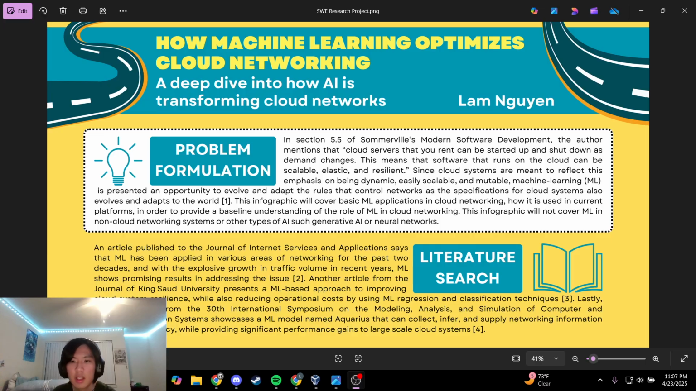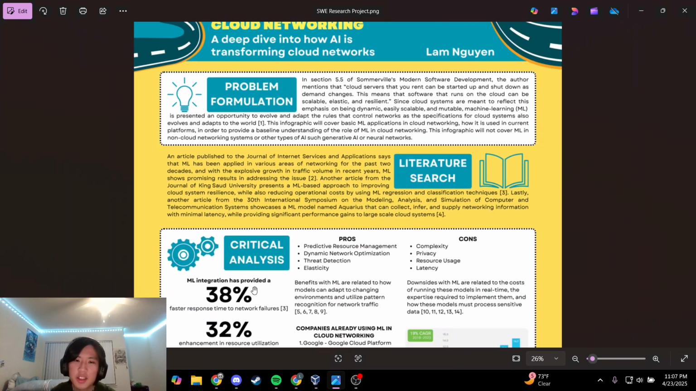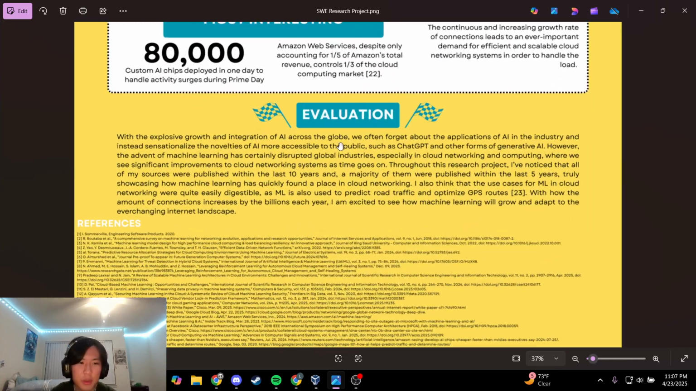This infographic will basically just cover ML applications of cloud networking, how it's used in current platforms, and just a baseline understanding of its role in cloud networking. But it will not cover ML in non cloud networking systems or how other types of AI are used in cloud networking. Now, for the literature search, you can see that my references are quite extensive.